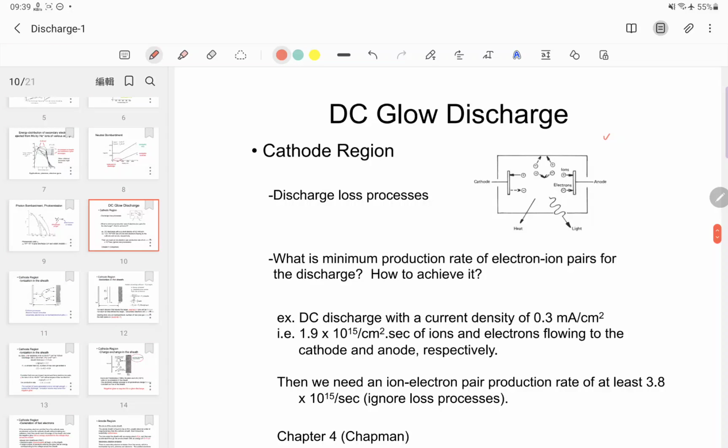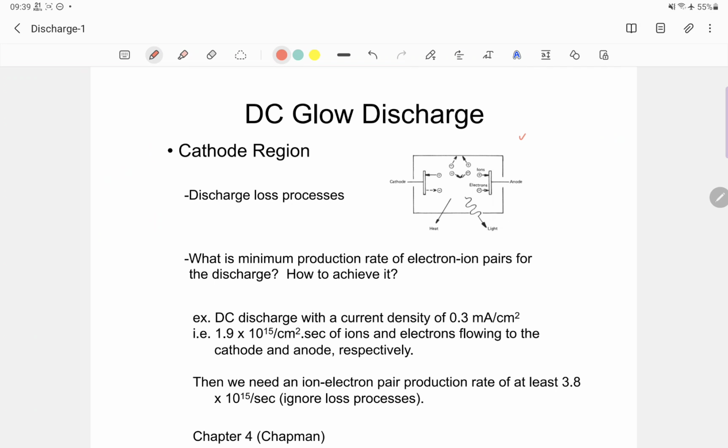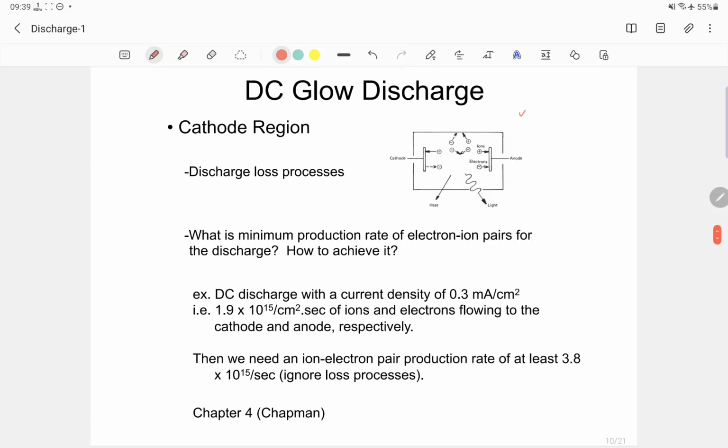So in that example we can see the ion electron pair production rate reach this value, about 3.8 times 10^15 per cubic centimeter per second.